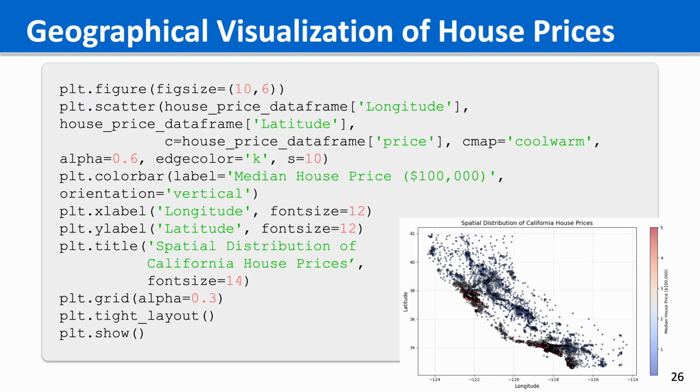This map visualizes the geographical distribution of house prices across California. Areas closer to coastal regions and urban centers, such as Los Angeles and San Francisco, show higher house prices. Note how longitude and latitude are essential features for capturing spatial patterns in housing data. This visualization underscores the importance of integrating geographical information in regression models for better accuracy.